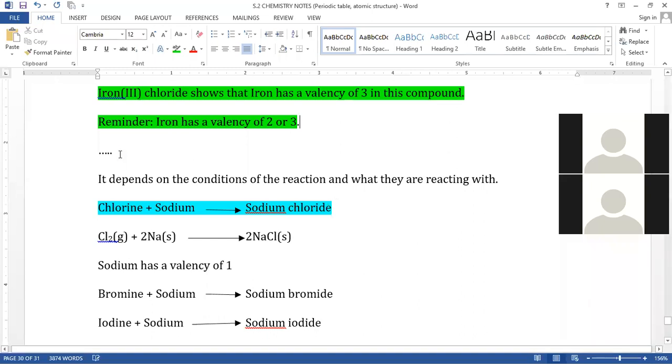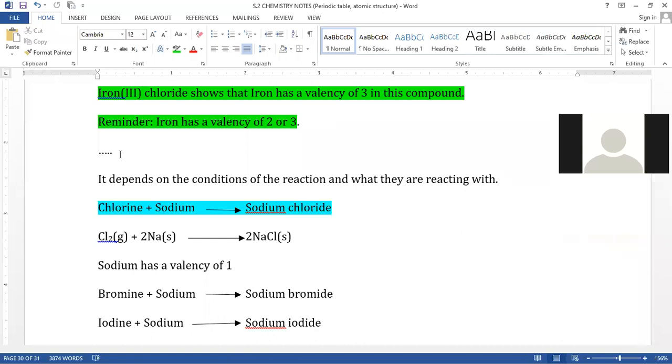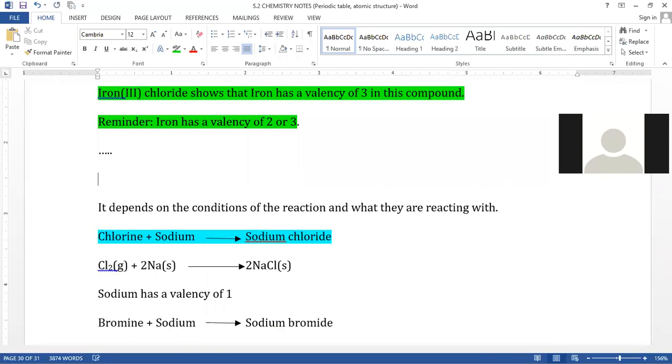Now, if you remember, when she looked at the periodic table, she showed us a complete periodic table having the transition elements. And one of the properties of transition elements is they have more than one valency. Iron is one of the examples of a transition element. So because it is a transition element, that is why it has a valency of 2 and a valency of 3.